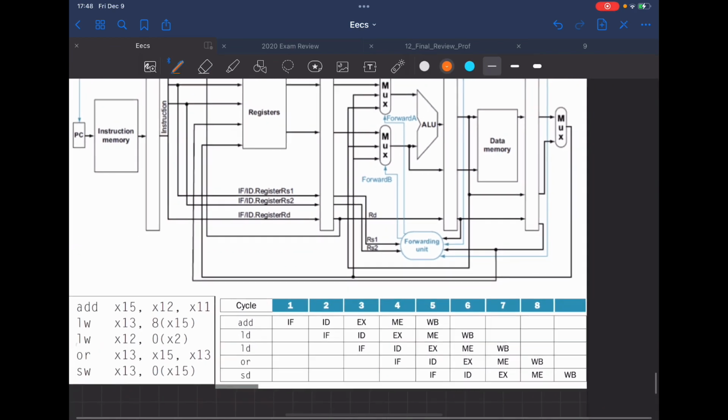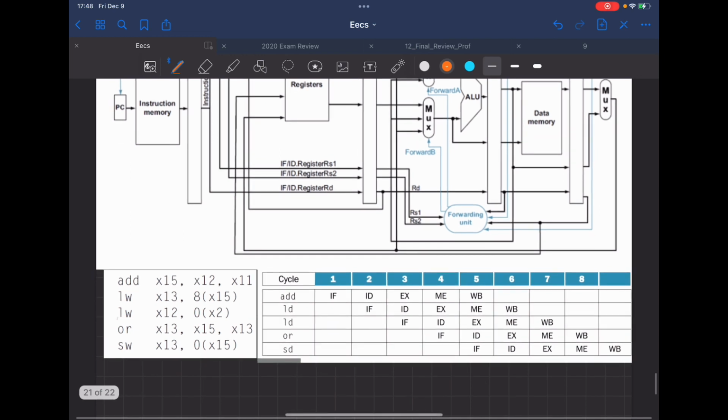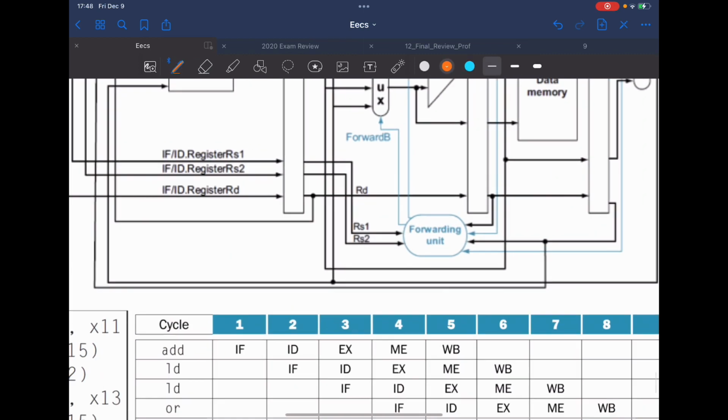Well, for example, here we have register 1 as the same as this destination register. Inside the forwarding unit, it reads them and notices that they are the same, and it will send the correct signals to both forward A and forward B. In addition to that, it has some other inputs.